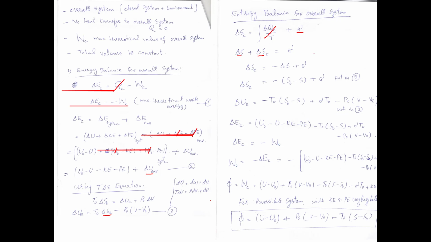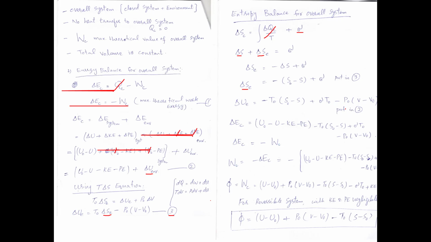So this term will go on the other side. So minus delta S plus sigma, right? So now we can put this value in equation 3. So this is equation 3. So if we put that value in equation 3, then delta UE would be equal to minus T naught (S naught minus S plus sigma) T naught minus P naught (V minus V naught).